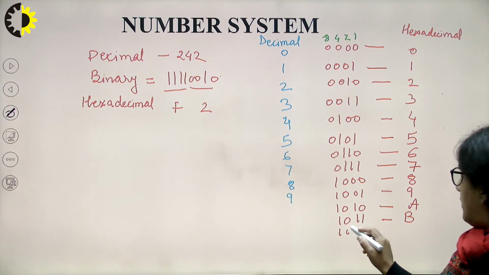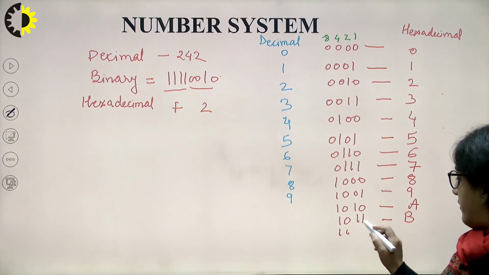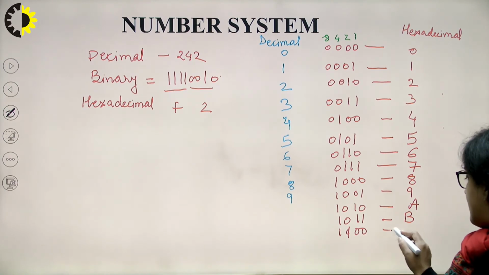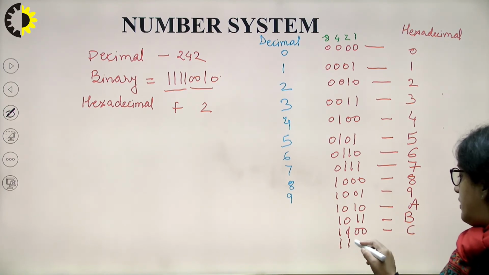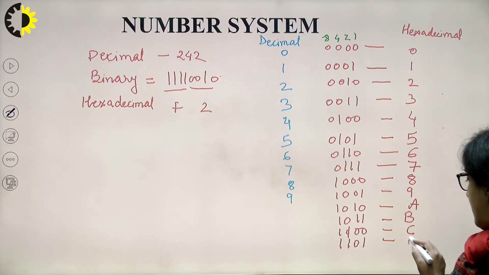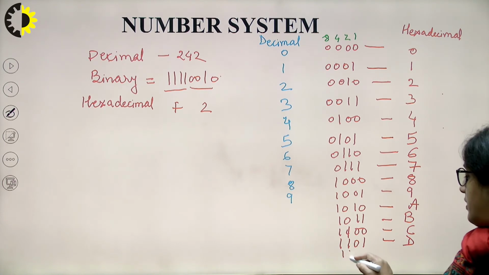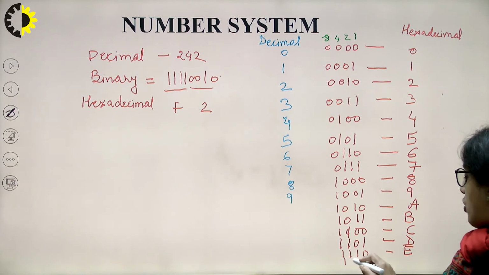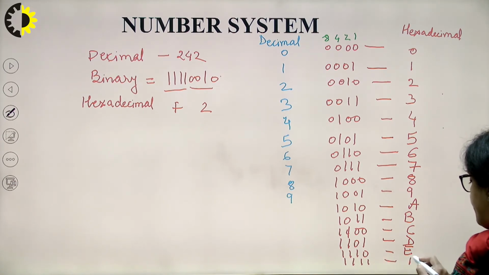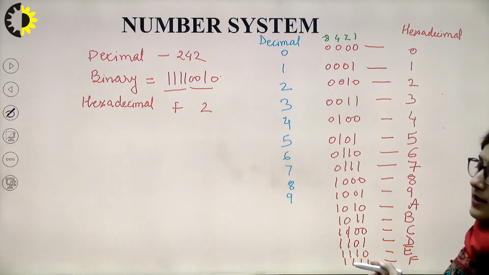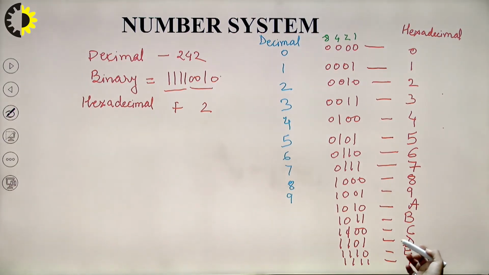Then we are having 8 to 10, 11, now we have 12, so 1, 1, 0, 0, 8 plus 4, 12, that is C. 1, 1, 0, 1, 8 plus 4, 12, plus 1, 13, so it is D. 1, 1, 1, 0, that is equivalent to E, and last all ones, that is F. Okay, so using 4 binary digits, we can represent hexadecimal numbers up to F.